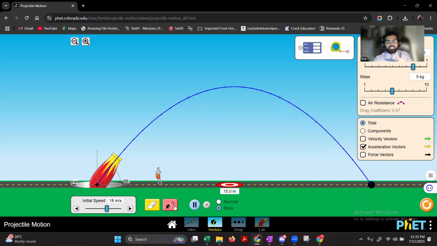Let me shoot another projectile. So now you can see that the vertical component of acceleration is not changing at all. And it is constantly pointing downward. Why? Because gravity is constantly acting on this projectile.